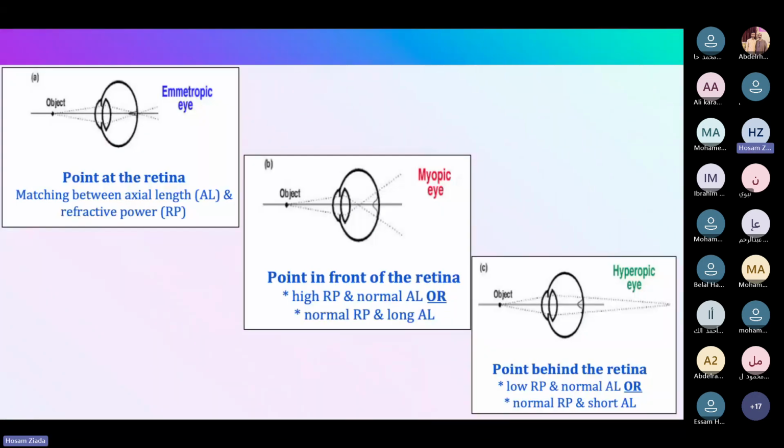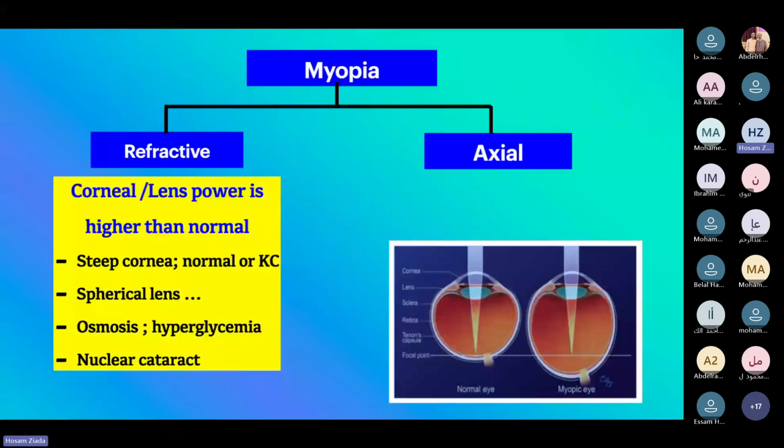In these photos, you will find that there are different situations. A point at the retina: this is the normal one in the emmetropic eye. But the focus is in front of the retina in the myopic eye and theoretically behind the eye in the hyperopic eye. Okay, so let's go. Myopia is either refractive or axial.